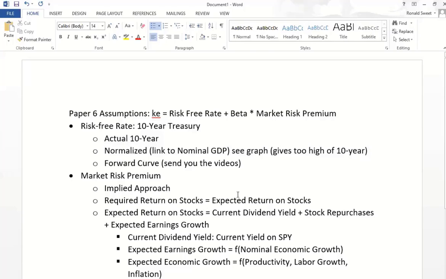So the current dividend yield, let's be aggressive on that, and let's say 2%. I know it's much less than 2%. So what are we left with? That gives you an expected return on stocks of 7%. If you use that in papers 6 and 7, you're going to get some really bad valuations. I can just tell you that now, unless your beta is really high. So what can save us? Here's the one thing that might save us: stock repurchases.